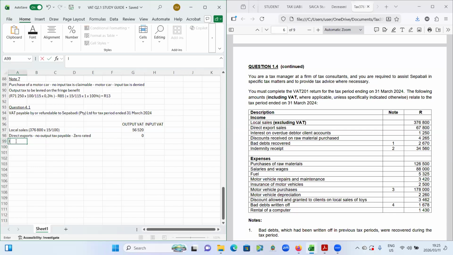Interest on overdue accounts. What are the VAT implications? Let's discuss the interest. So meaning there are some credit sales, and on the credit sales, they were also charging interest to the clients. So that interest becomes income. Remember, this statement is more like a statement of comprehensive income.